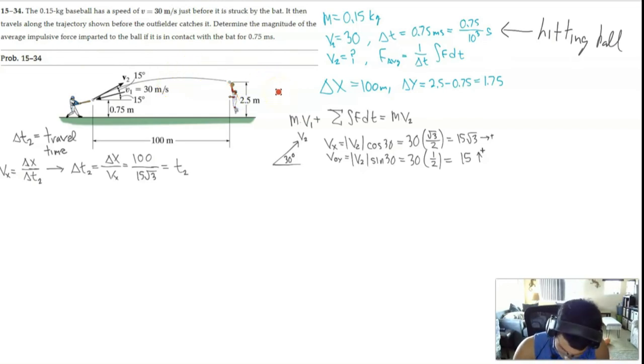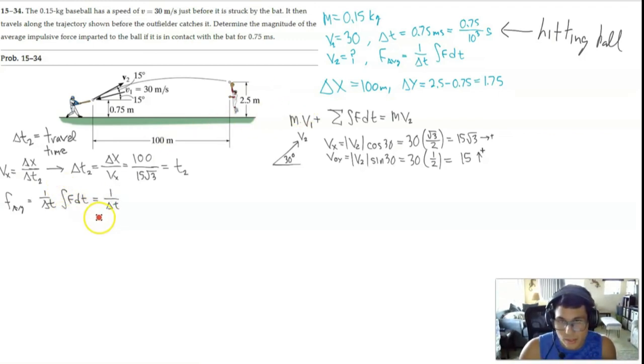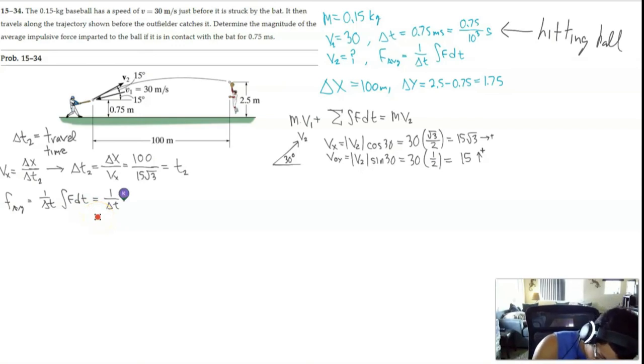Okay, so we want to know what this is, right? And that is equal to 1 over the change in time of the contact time, times the integral of f dt. Okay, well that's all true. What we really want to do is recall that the integral of f dt is the same thing as m vf. This is impulse, and the integral of f is impulse.